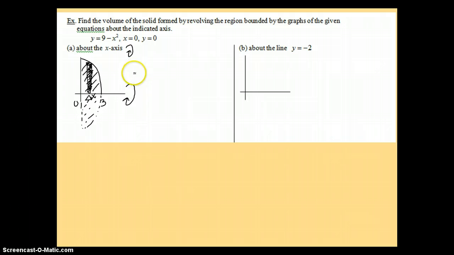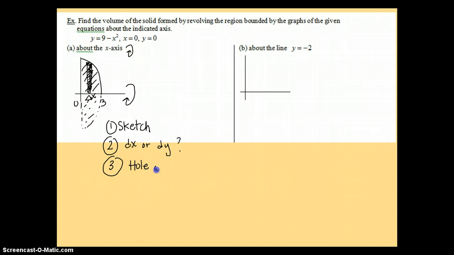So there's 4 things that I do when I'm thinking about this. The first thing I do is that I sketch the region that we're talking about. The second thing that I do is I decide whether we're dx or dy. The third thing that I do is decide if I have a hole or not. So if we're disc or washer. And then finally I set up the integral.